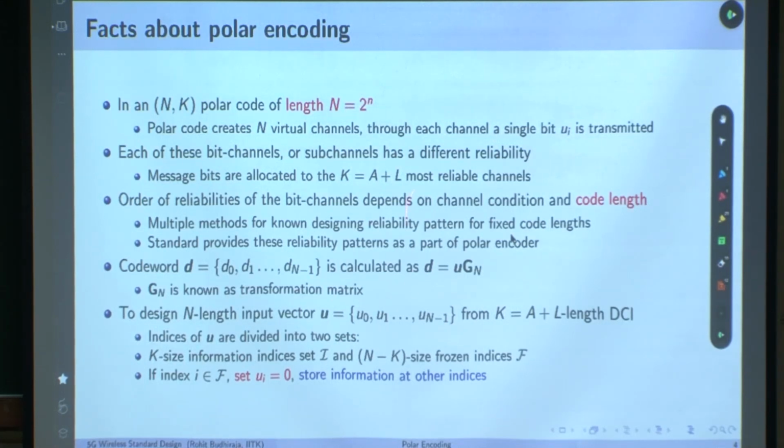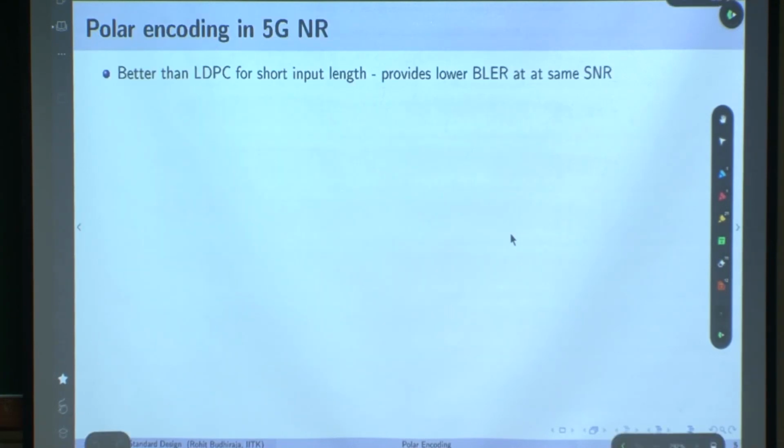So that's one thing, and this is what we require. We'll use these ideas later also. But this is the broad knowledge of the polar encoding we require. But what is the key idea here? It is better than LDPC for short input length, right? It provides lower BLER at the same SNR.